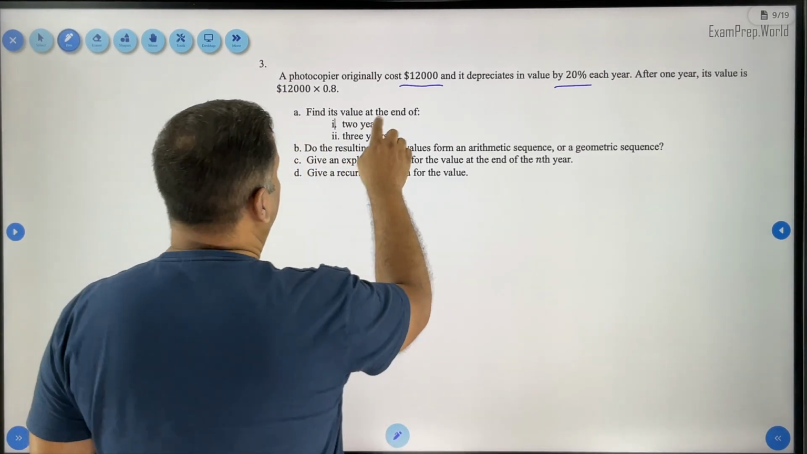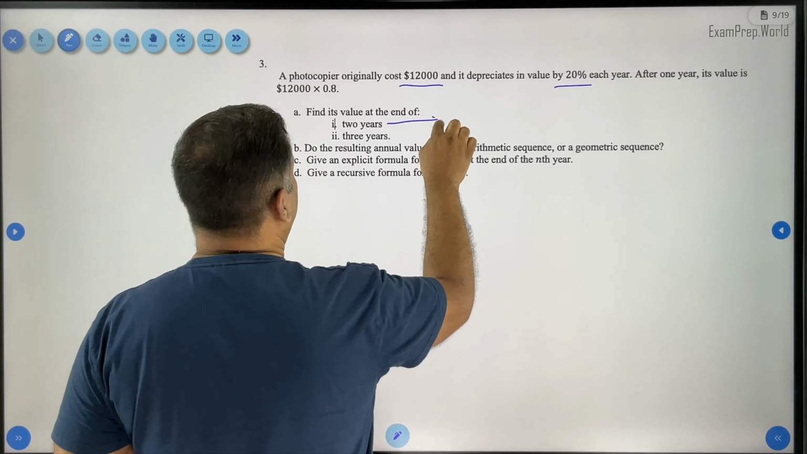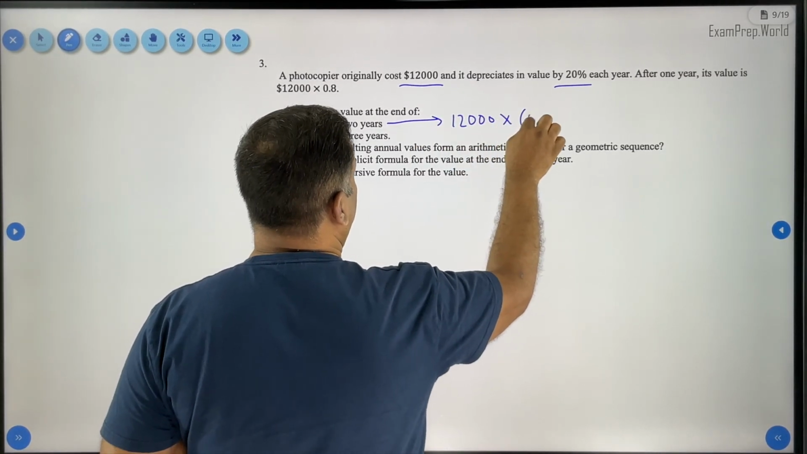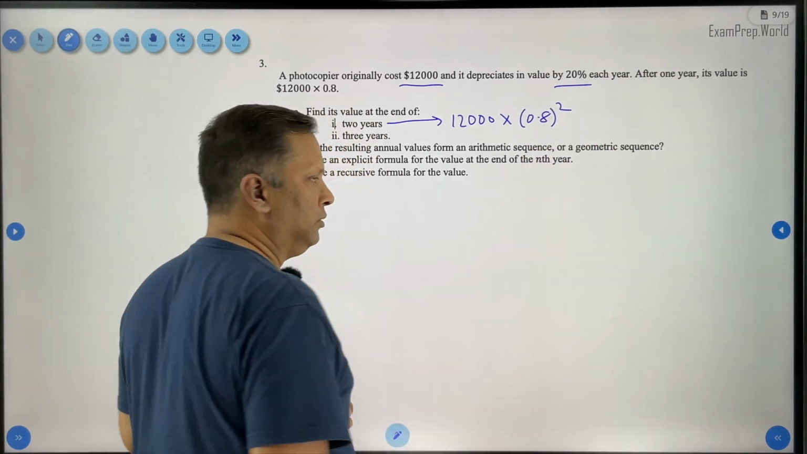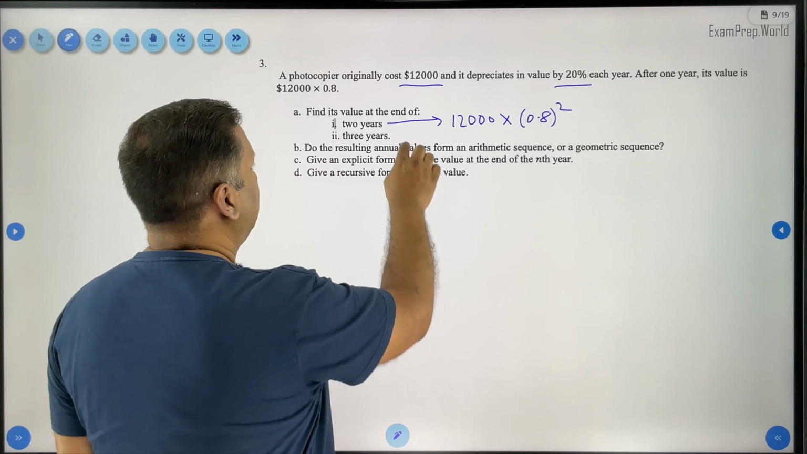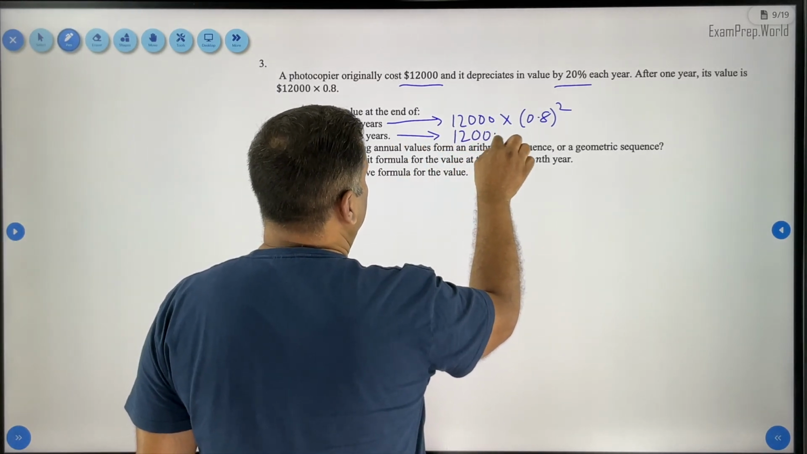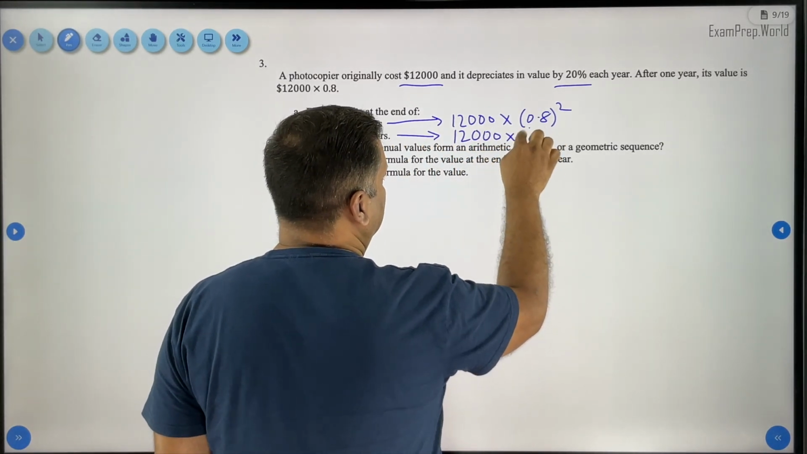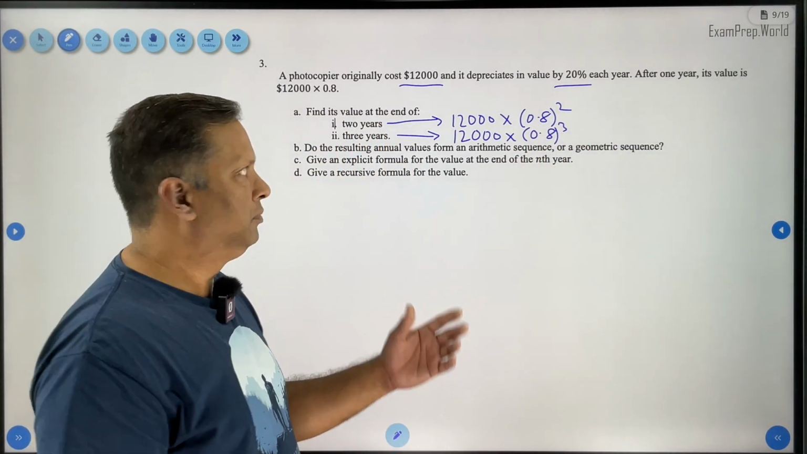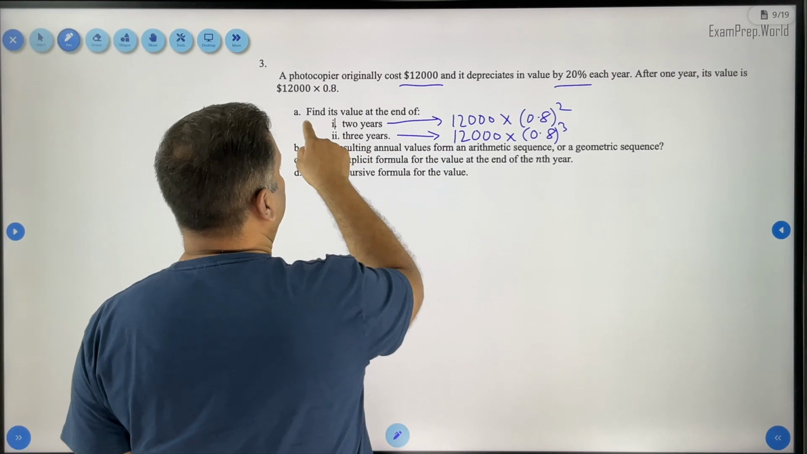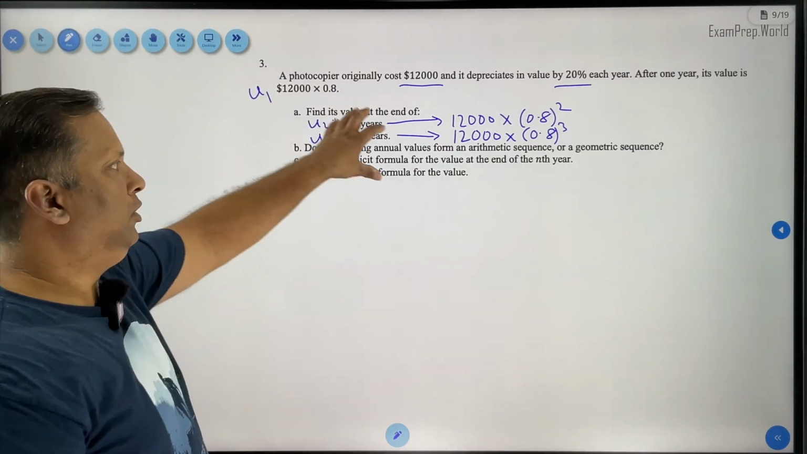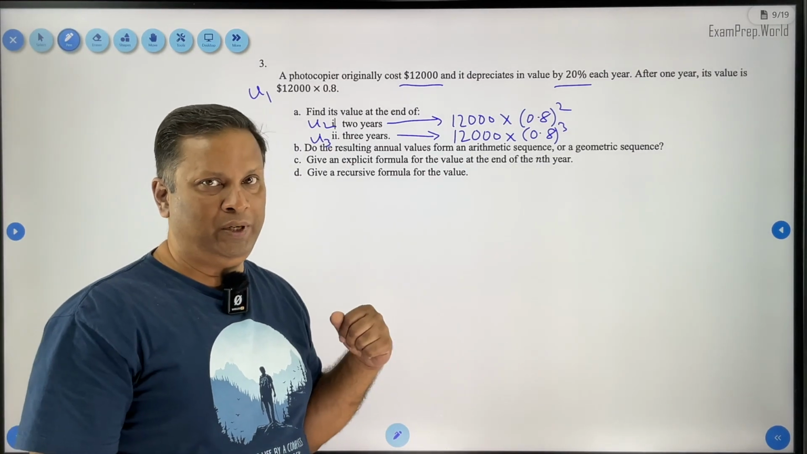Now find its value at the end of 2 years. It is very simple. 12,000 times 0.8 whole square. 2 times 80% and 80%, right? 3 years: 12,000, you don't even have to think of finances. It is simple mathematics. 0.8 whole cube. Now it's a GP. This is U1, this is U2, this is U3. Now you have 3 terms of the sequence with common ratio 0.8.